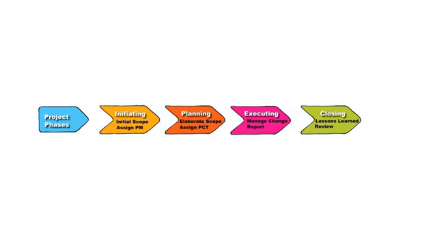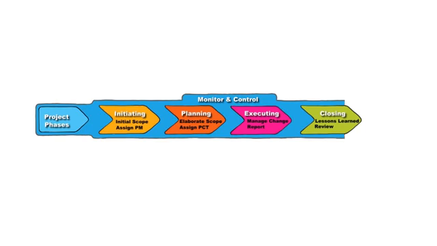The central lane represents the project management cycle. There are 4 phases, namely initiating, planning, executing, and closing. Monitor and control is a 5th process that happens throughout the cycle.